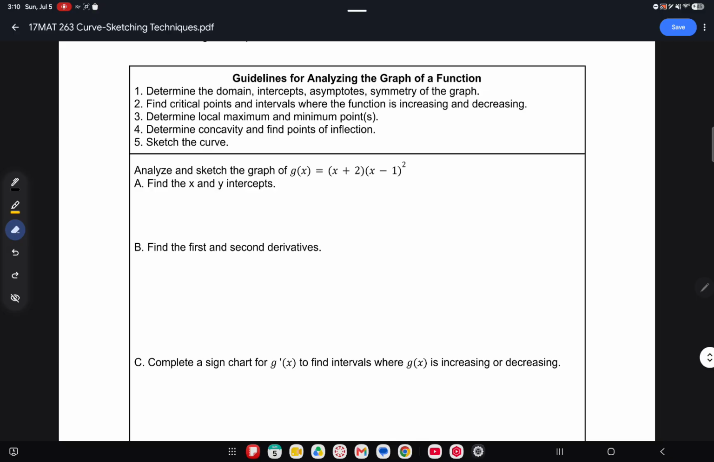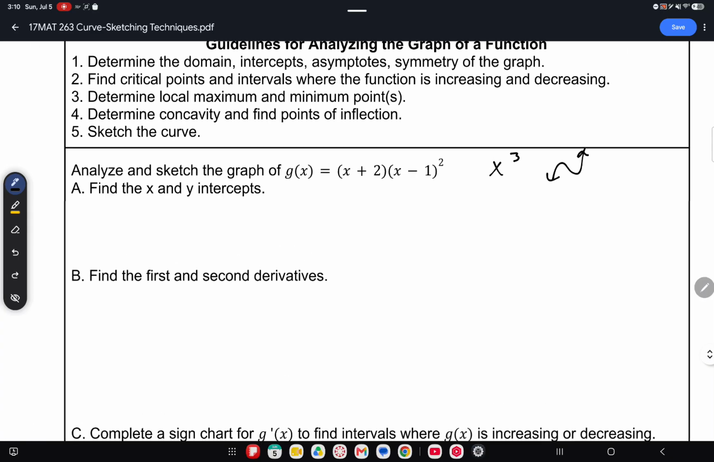So let's look at this function. g of x is x plus 2 times x minus 1 quantity squared. If I were to multiply all of that out, that's going to give me some kind of x cubed function. And we know, based off of the power and the leading coefficient, that we will look something like this. There's potential for us to look like that, because at most we'll have 2 turning points. The degree minus 1 is the most turning points that you will have. We'll go from there.